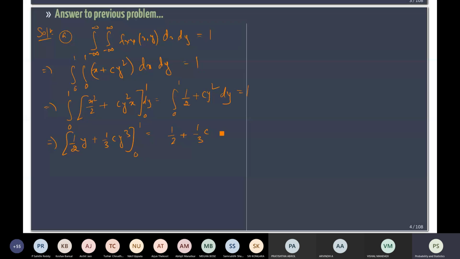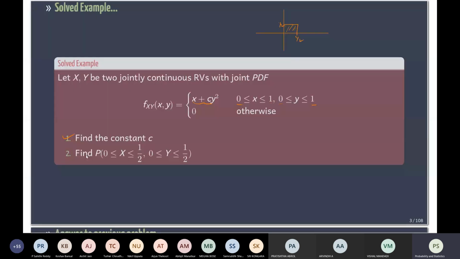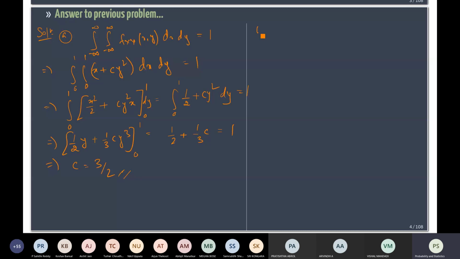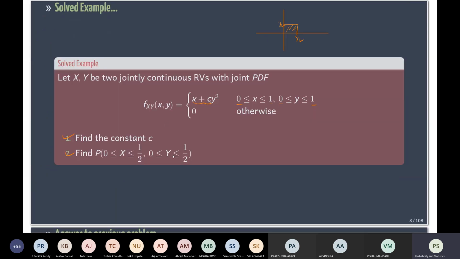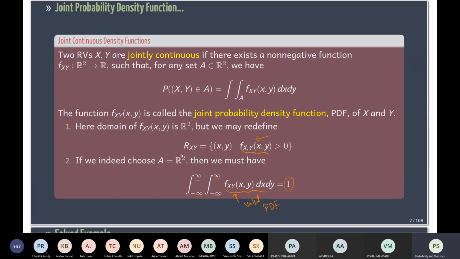So this is equal to 1, and from there, if we solve for c, then c is 3 by 2. Okay, so this is the first part. Now the second part, which is part b. In b, what we are supposed to do is find the probability that x lies between 0 to half and y lies between 0 to half, right? And if we look at the previous formula, this is what we are supposed to do.